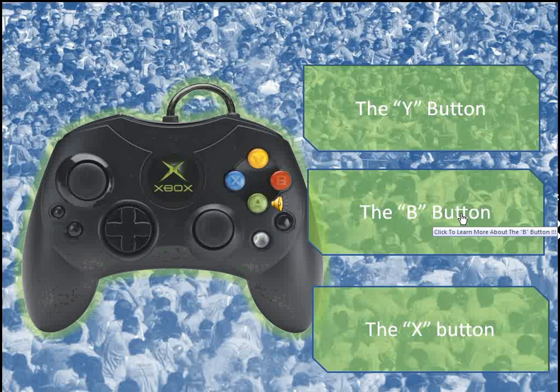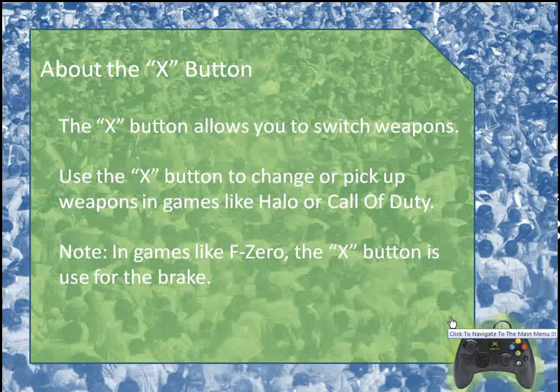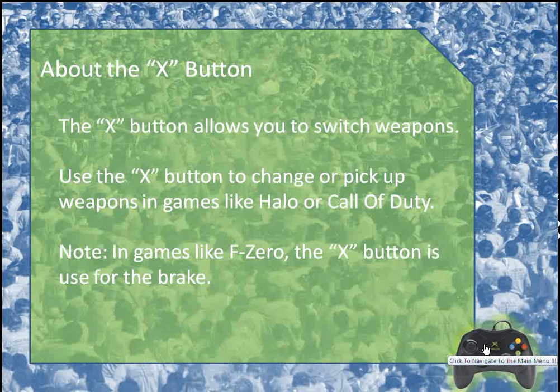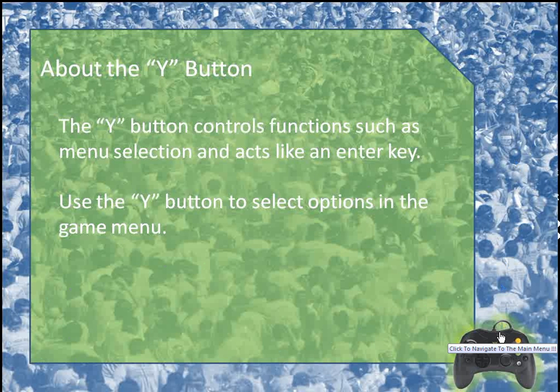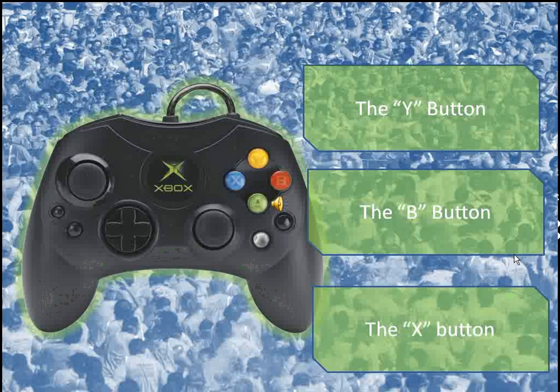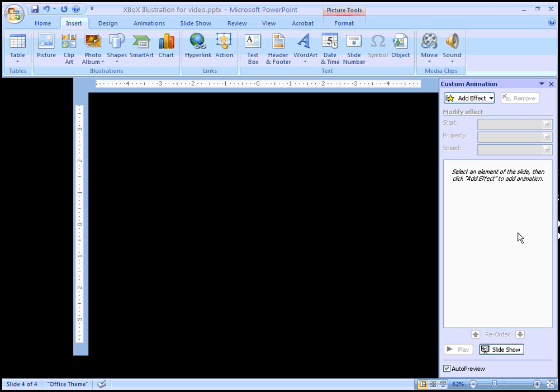Learn about the B button. Learn about the X button. We select that. Return to the main menu. Learn about the Y button. Return to the main menu. Okay, everything looks good. Learn about the B button. And that's how you add sounds.